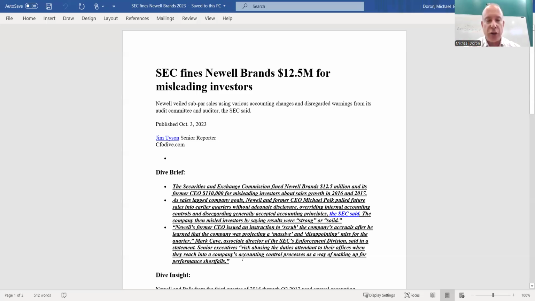What do we call this when management reaches into the accounting control processes? We had a term for that. Management is, yeah, earnings management. Specifically, what is management doing with the controls?